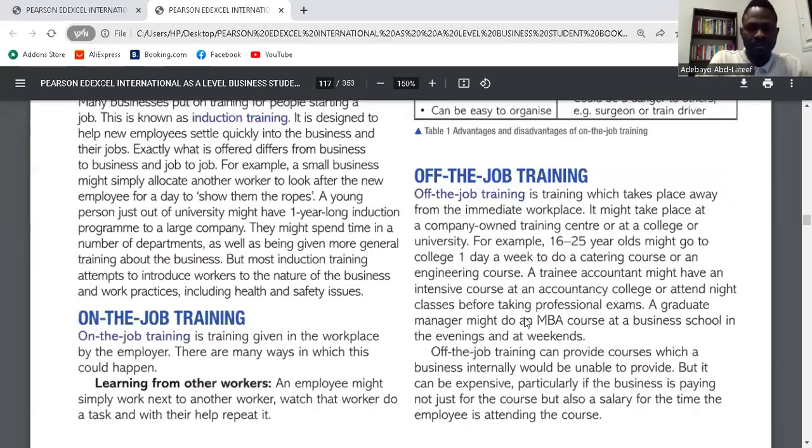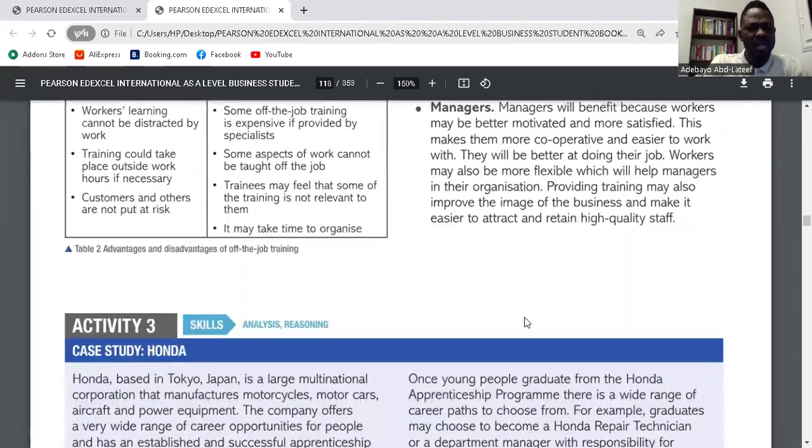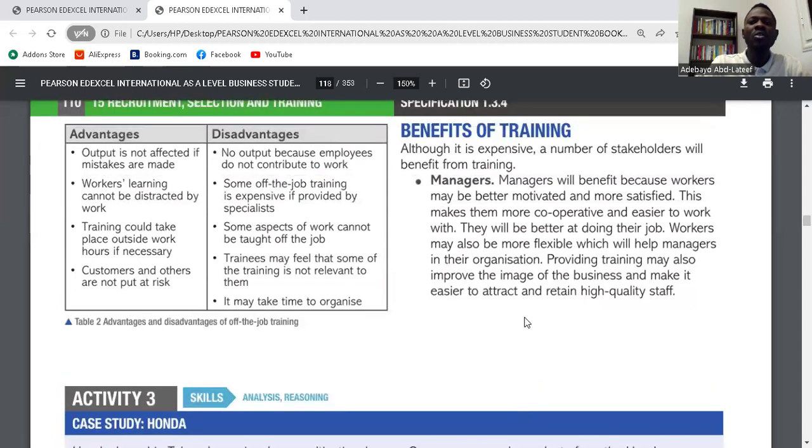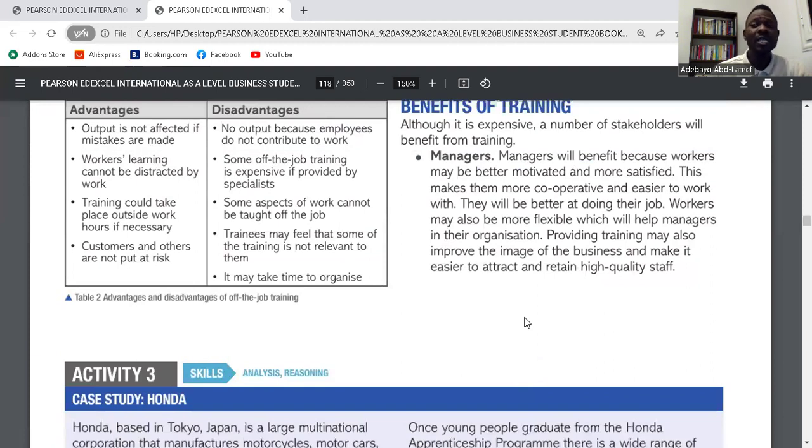Benefits of training. Although it is expensive, a number of stakeholders will benefit from training. One, managers. Managers will benefit because workers may be better motivated and more satisfied. As a result, they will be able to carry out your tasks. Whatever you want them to do, they will be able to do it well. It is beneficial to managers because they will have employees who know what they are doing, so the manager's task becomes easier.